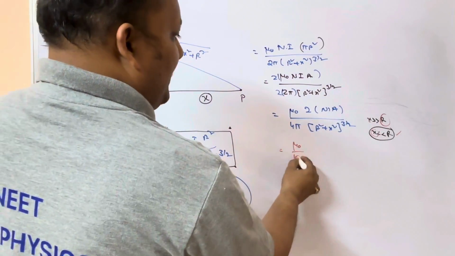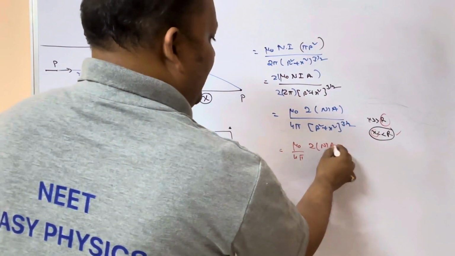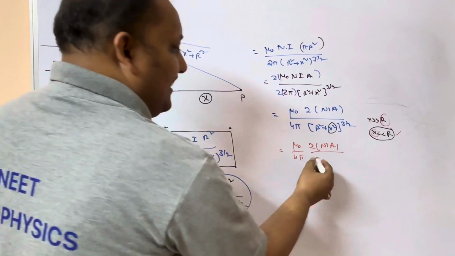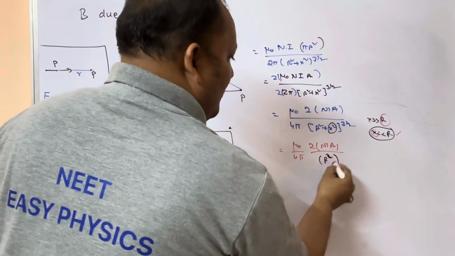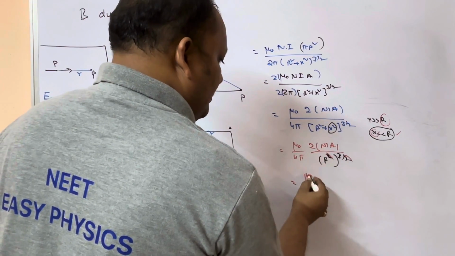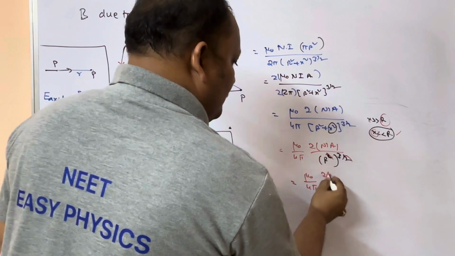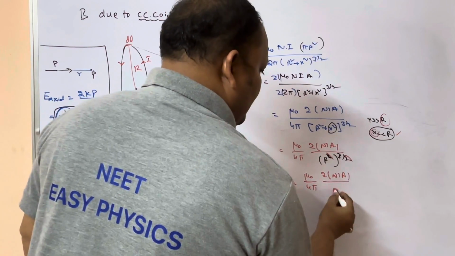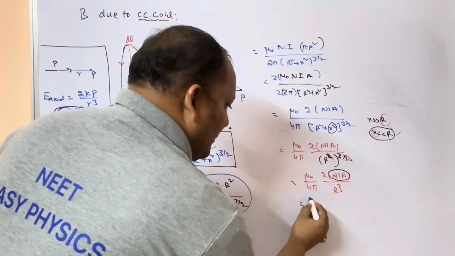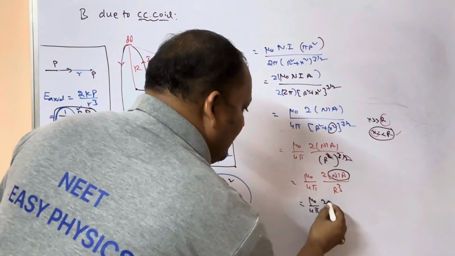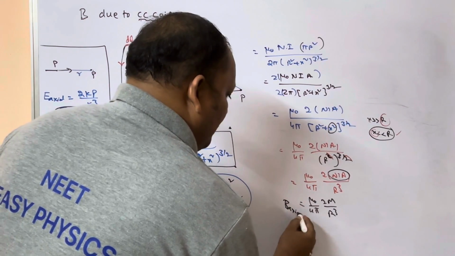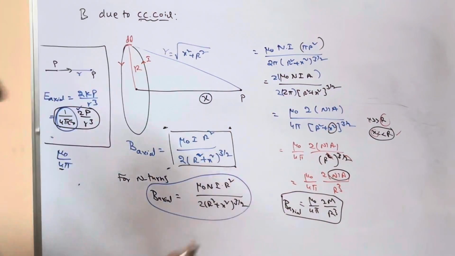Therefore, mu naught by 4 pi, 2 NIA divided by... So, what will be neglected now? X square will be neglected. Therefore, R square whole power 3 by 2. So, 2 will be cancelled. So, mu naught by 4 pi, 2 NIA by R cube. So, if you rearrange this equation, this one only we will write: mu naught by 4 pi, 2 capital M by R cube. This is the magnetic field intensity on the axial line.